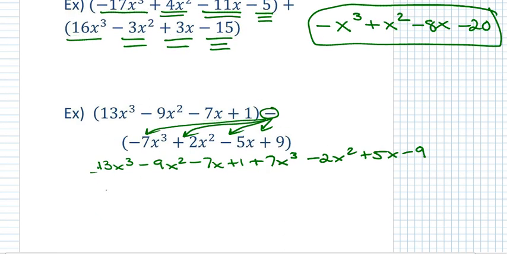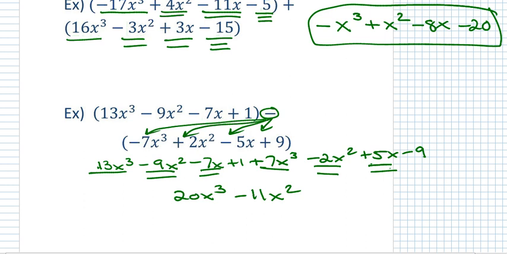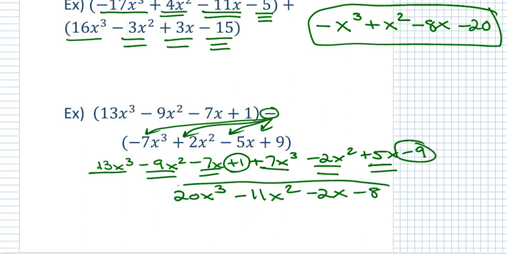So then you can combine like terms. So 13 plus 7 is 20x to the third. Negative 9 minus 2, or plus negative 2, is negative 11x squared. Negative 7x and plus 5x is negative 2x. And then 1 minus 9 is negative 8.